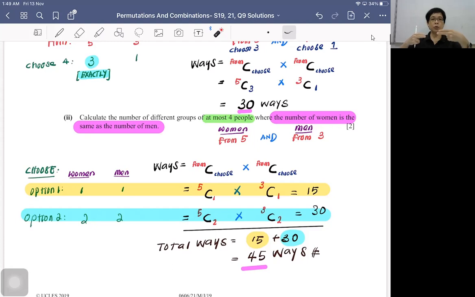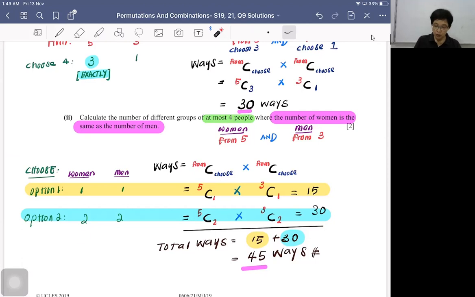Now, can you have 2 women and 2 men? Check it out. Yes, the number of women and men are still the same. How about the total? Yes, you fulfill the condition of at most 4 people, because you have a group of exactly 4 people. There you go. This is an acceptable option, option 2, where you have 2 women and 2 men.